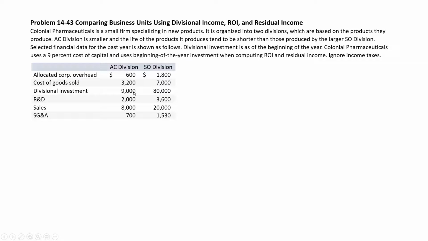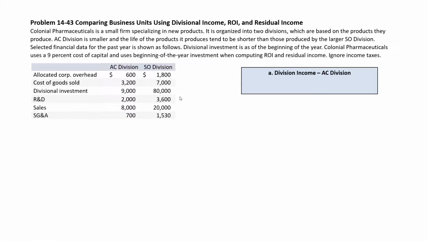And I can look at its divisional investment or its asset base and see that extreme difference, 9,000 for AC and almost 10 times as much for SO division. So our first measure is going to be division income. And so basically that's going to be operating income. They don't ask us to calculate net income because they don't provide us the income tax information. So operating income is profit before we subtract out taxes.